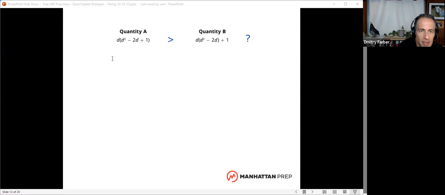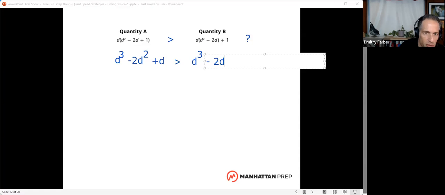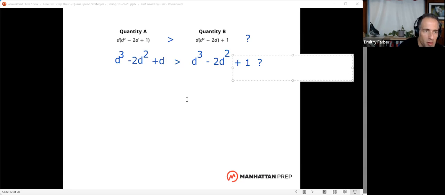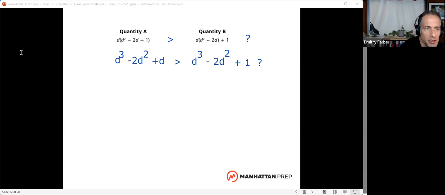But if I distribute that D, what am I going to have? I'm going to have D cubed minus 2D squared plus D. And then I'll be asking, hey, is that bigger than D cubed minus 2D squared, and then I don't multiply it by the 1 because it's outside the parentheses, plus 1. And then the beautiful thing is, like I said, I can do anything that I could do to both sides of an inequality. And so that includes adding and subtracting things, which means I could subtract D cubed.